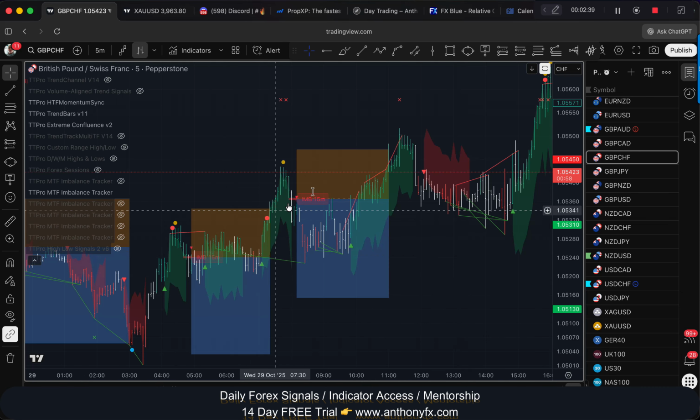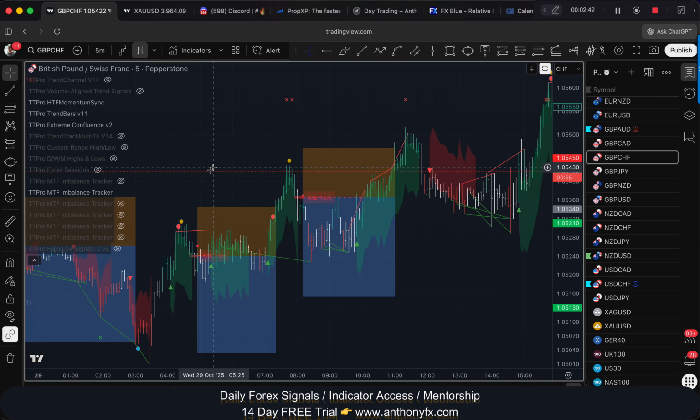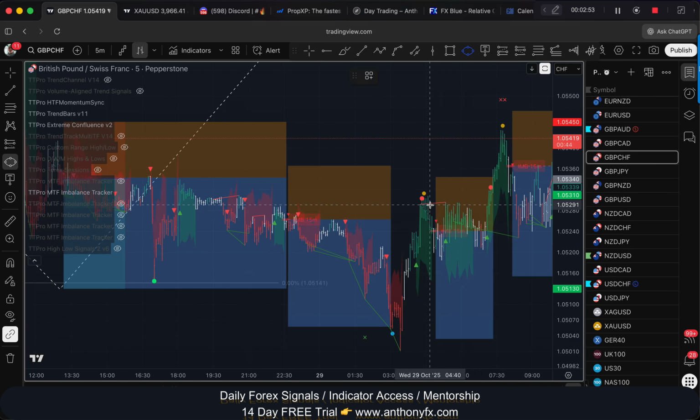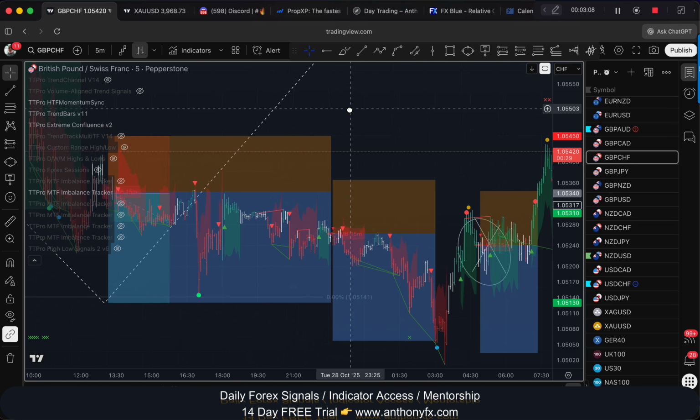Pound Swiss. These are counter trend. You probably want to avoid them. But as I said, have a look at this here. That's saying there's a potential sell, but look, the background is green, so don't touch it. That's a no-go. Don't take that. Really simple.